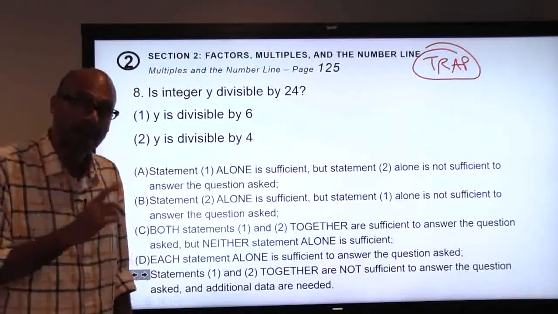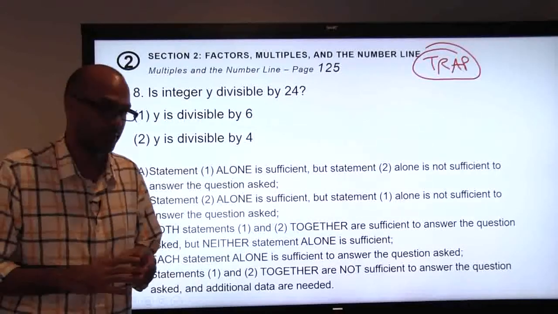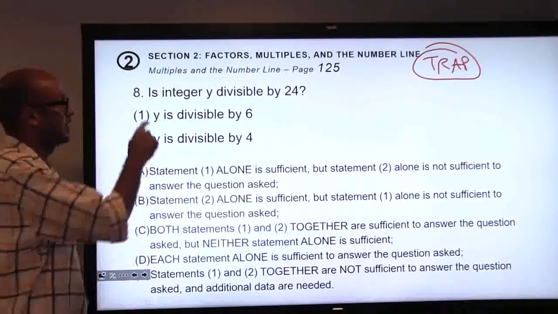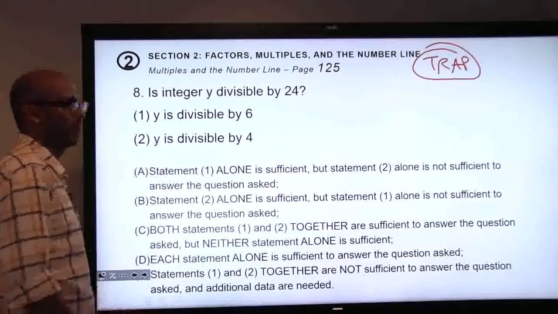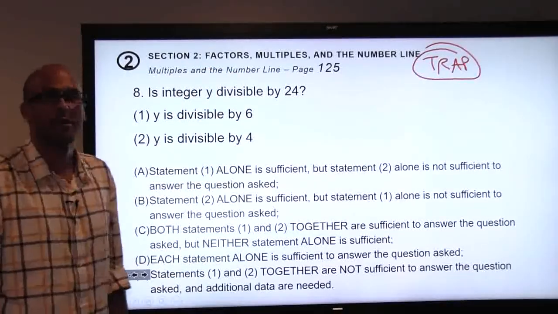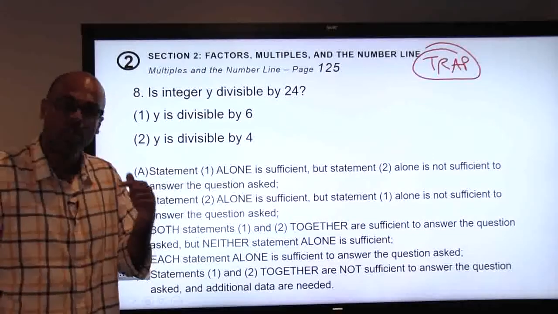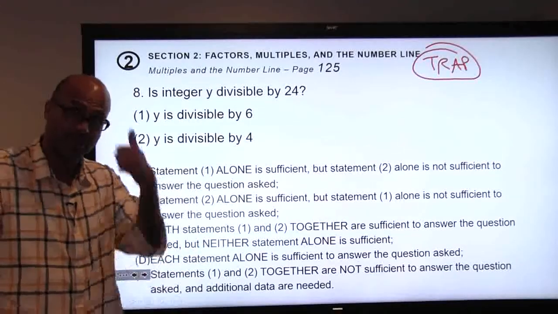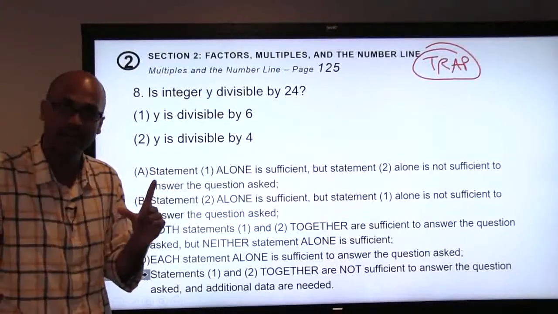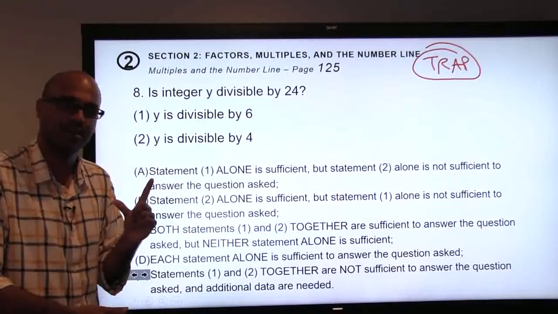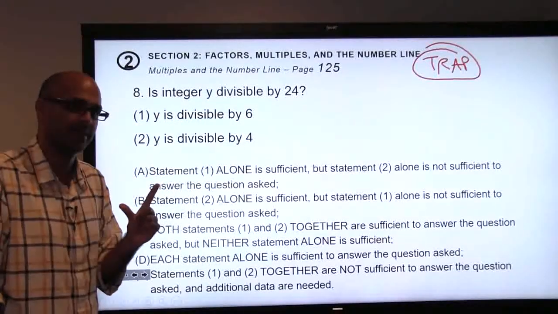Now, as a reminder, how does data sufficiency operate? Here is the question stem. Is integer y divisible by 24? That question is answered with either a yes or a no. Yes, it is. No, it's not. That's the end of the question. And the answer, I suppose.